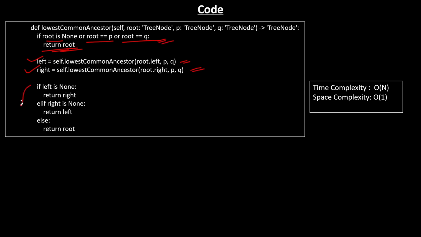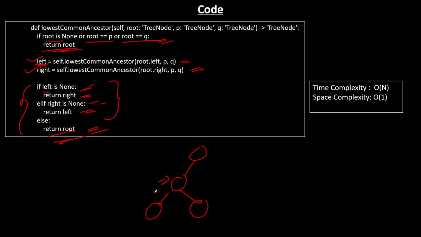Now, what happens after every call is done? We check if left is none, we return right. If right is none, we return left, otherwise we return root, and we got the LCA, right? And if you are not yet confused with this particular part, why if left is none, we return right: suppose here you got nothing from the left, but you got something from the right. So of course, for this particular node, the left subtree had no P or Q, but for the right subtree, you got something, correct?